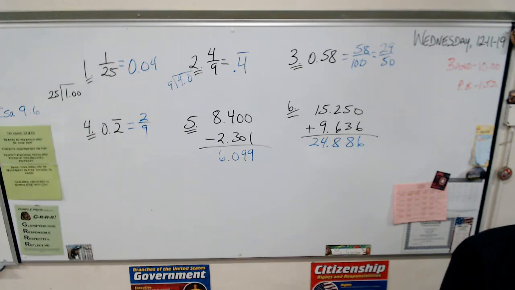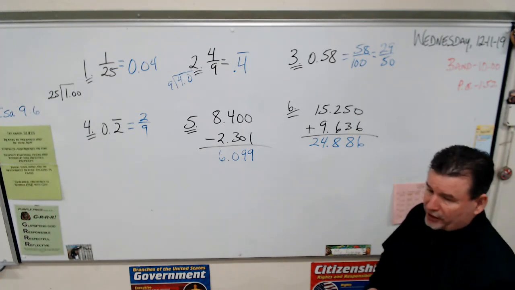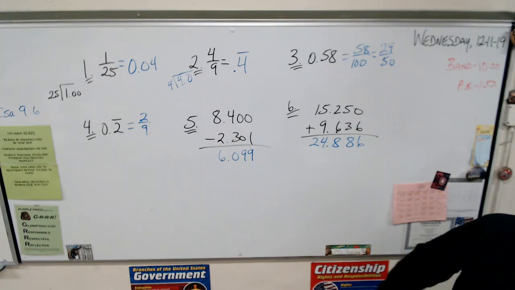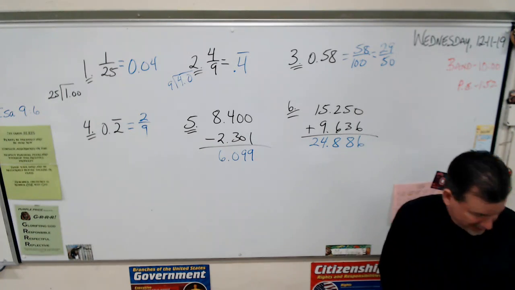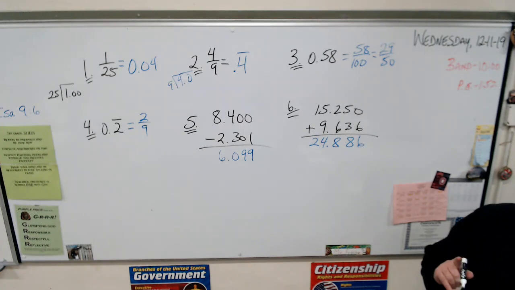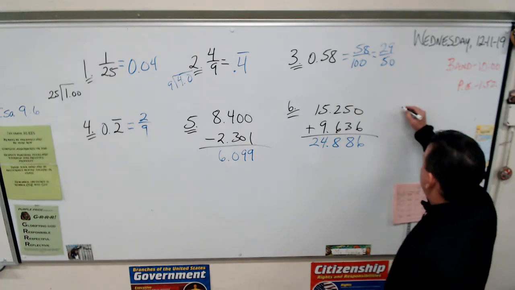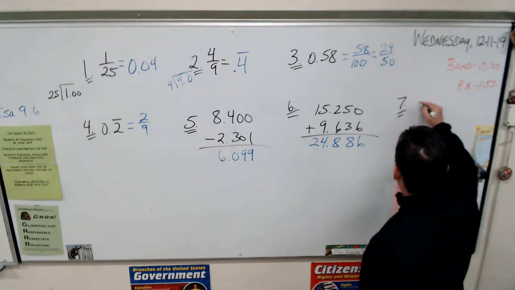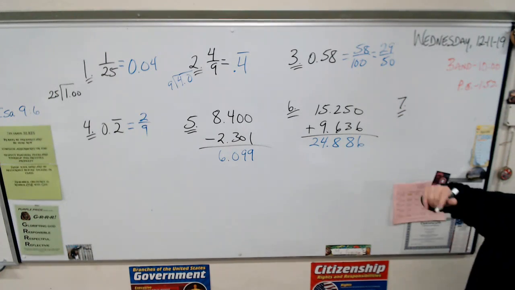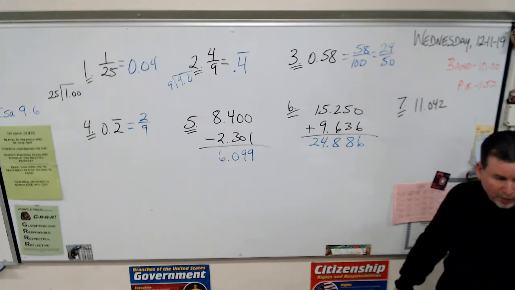You already done with 7 and 8? Yeah. Is it okay if I take a shortcut and just write the answers, since I've already shown you how to set them up for 7 and 8? The answer to 7 is 11.042. That's right.